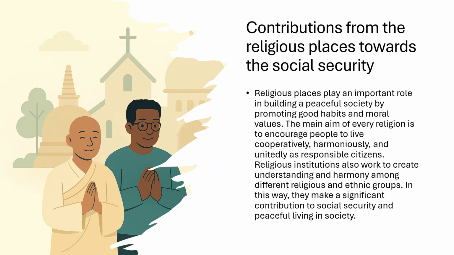Contribution from religious places towards the social security. Religious places play an important role in building a peaceful society by promoting good habits and moral values. The main aim of every religion is to encourage people to live cooperatively, harmoniously, and unitedly as responsible citizens. Religious institutions also work to create understanding and harmony among different religions and ethnic groups. In this way, they can make a significant contribution to social security and peaceful living in society.